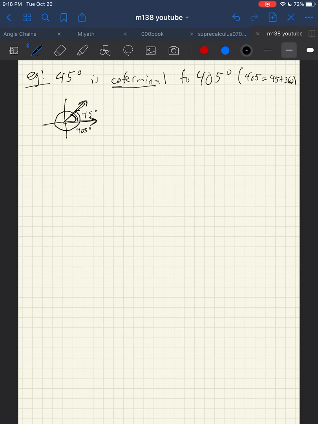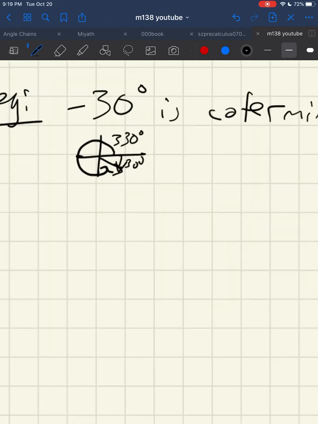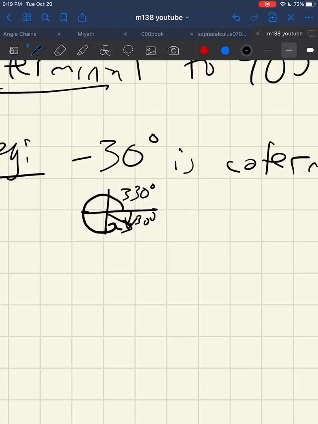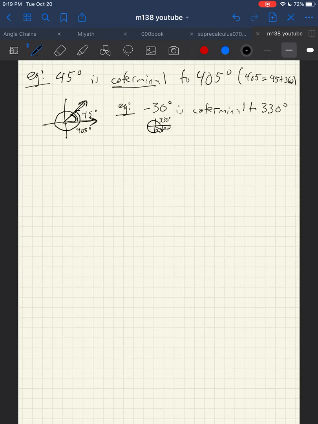So we can do this all day. Let's say negative 30 degrees is coterminal to 330 degrees. All right, negative 30 degrees is just coming down here, or coming down by 30 degrees is the same as going up by 330 degrees. All right, so there are a whole bunch of different types of coterminal angles. That might be a little small on your screen. Different ways to do this.